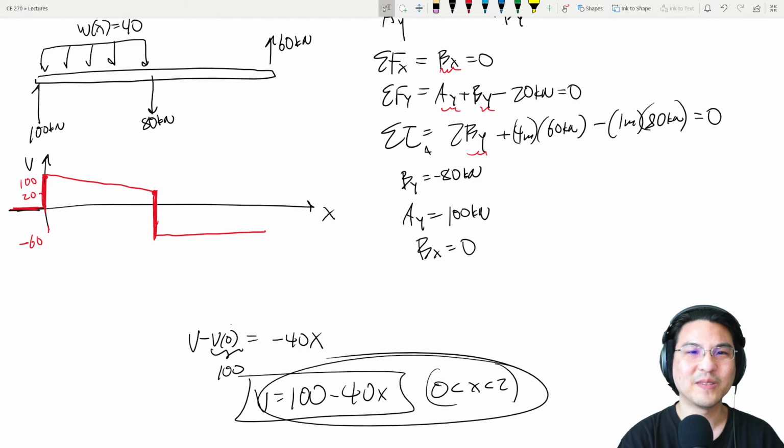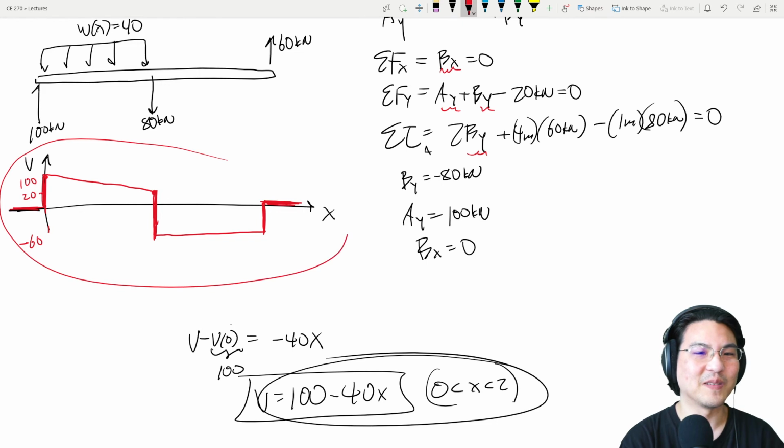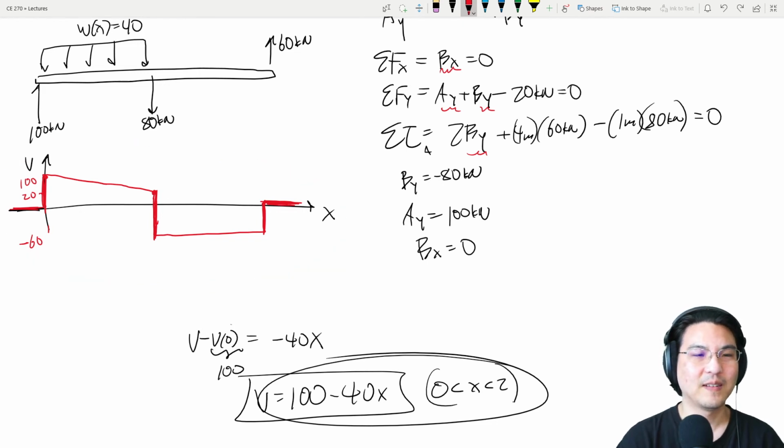And then what happens here? Suddenly, you encounter this 60 kilonewton load, which is in the positive direction. So suddenly it goes up 60, like this. And it was already at negative 60, so then it goes up to 0. And then what happens over here? There's nothing over here, right? So it's 0 again. So this is shear as a function of x. Okay, how was that? Give this a try, so keep practicing.